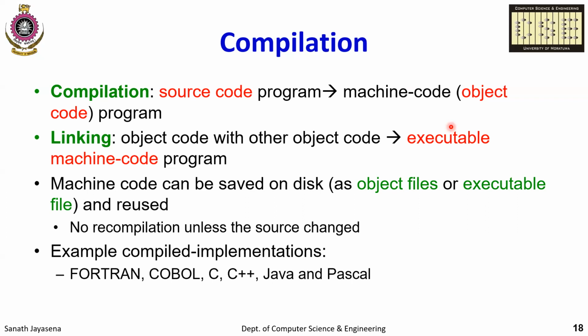So, some compiled implementation examples. There have been so many languages out there, but here are some examples: Fortran, COBOL, C, C++, Java, Pascal. These are basically examples of compiled implementations.